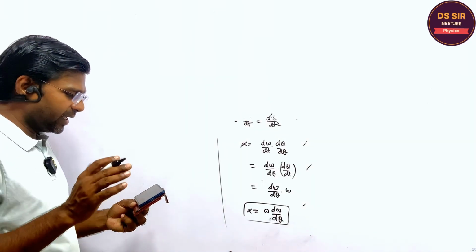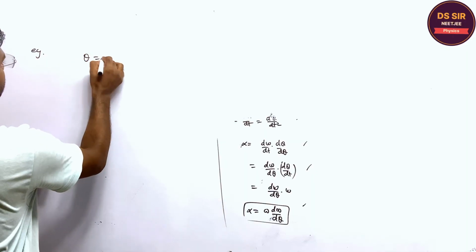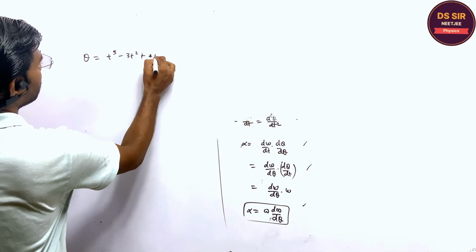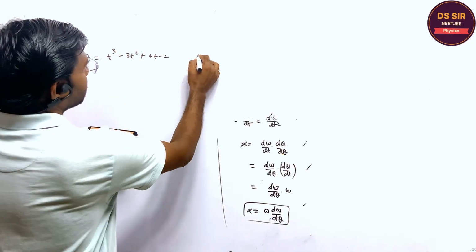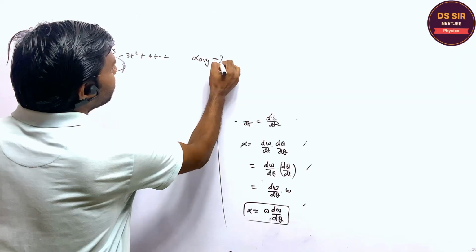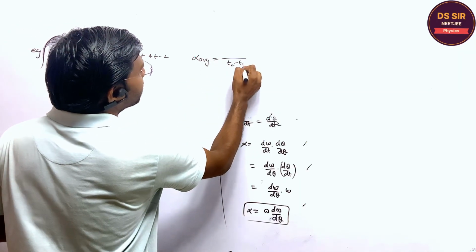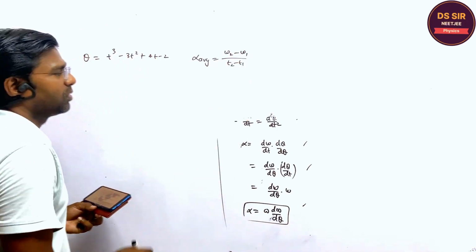Read this question, and in this question what is given? The theta, the angular position, is t cube minus 3t square plus 4t minus 2, right? And what are they asking? The average angular acceleration. Whenever they ask for the average angular acceleration, they will give a definite time interval, and on that time interval you have to find the angular velocity.